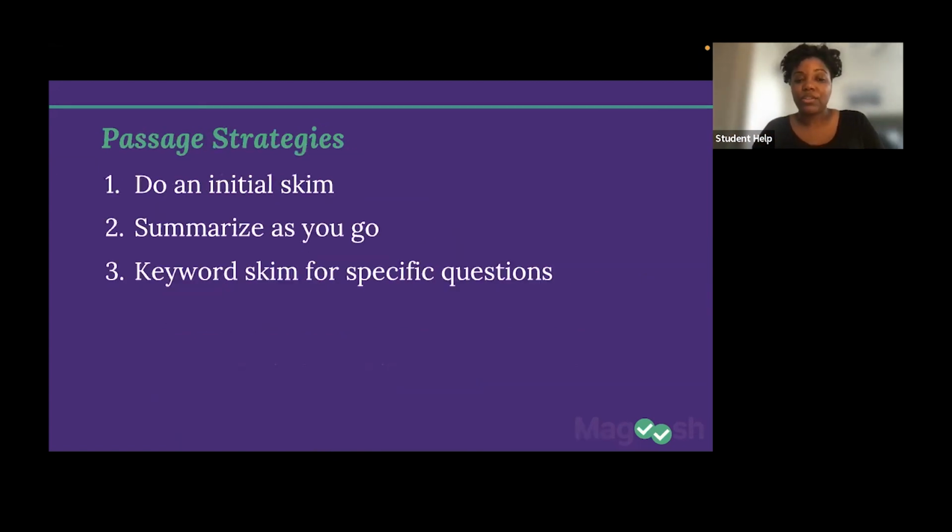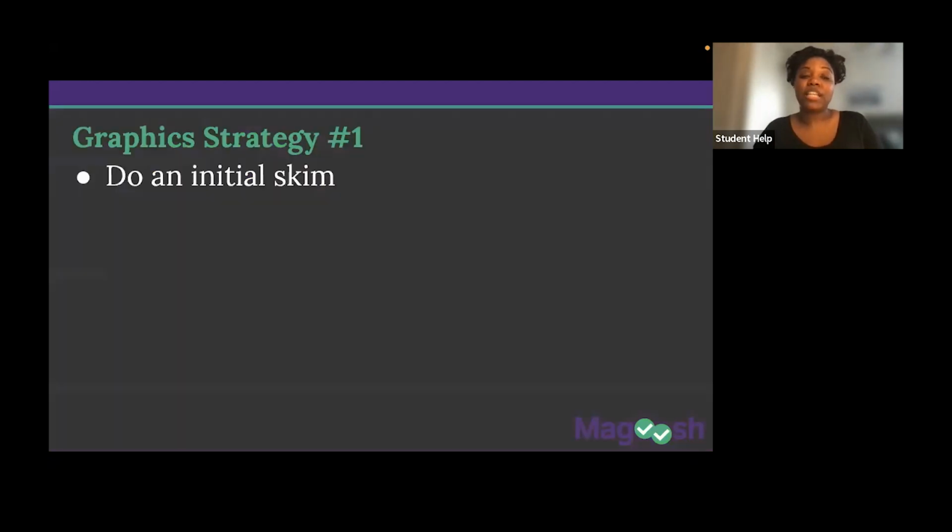So what you can deduce from that is that data interpretation questions will never be in that first 7 questions, okay? How you approach a data interpretation question is very much like you would reading comprehension passages. You're going to do an initial skim, summarize as you go, and then keyword skim for those specific questions. So it's literally just marking up the passage and adding the graphic strategy. So step number 1, do an initial skim.